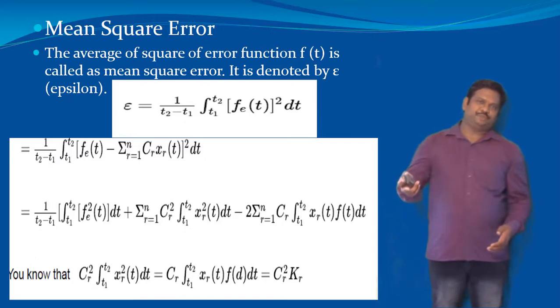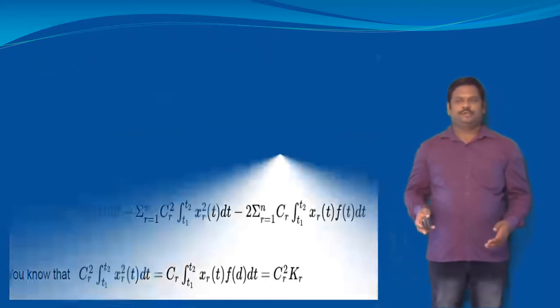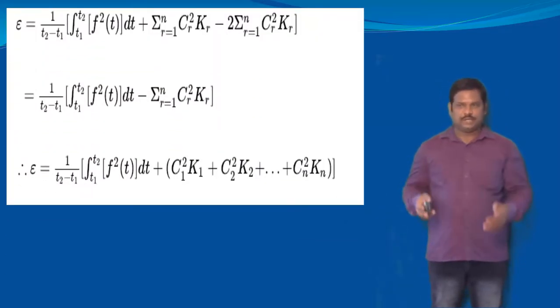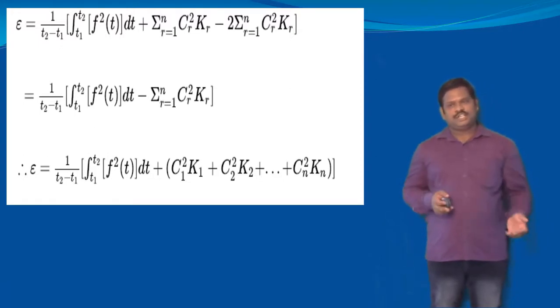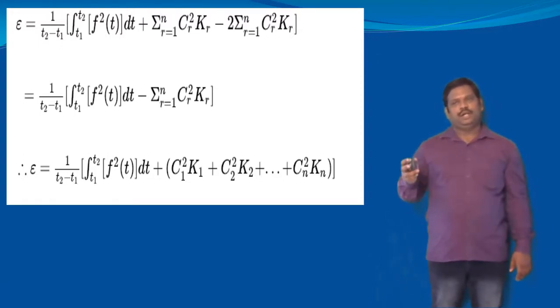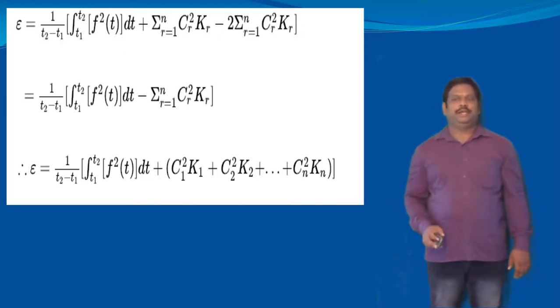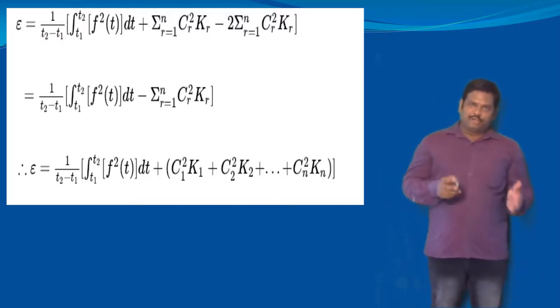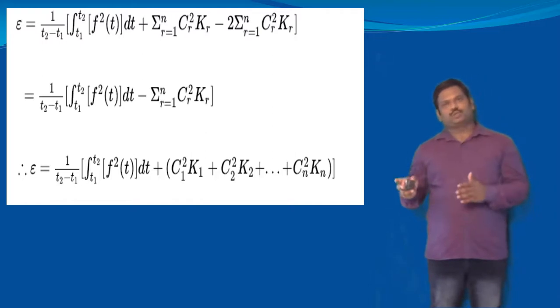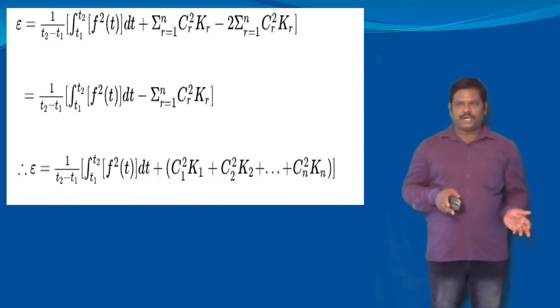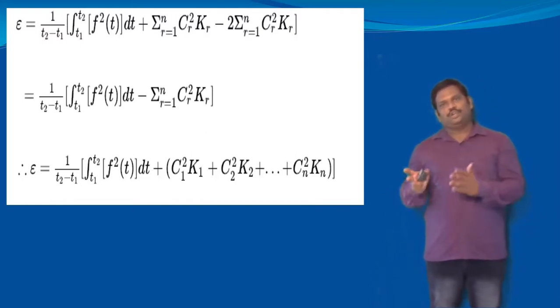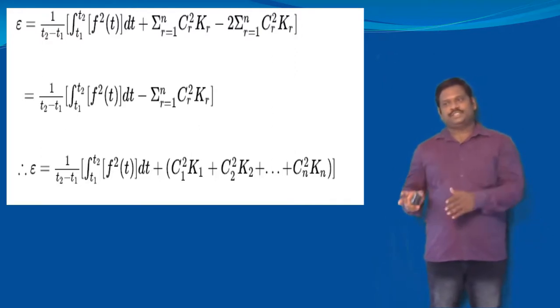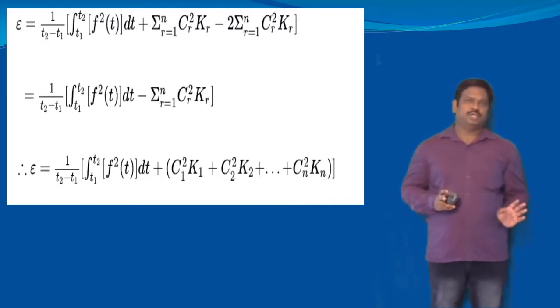Therefore, substituting these formulas in the above equations, we get the final expression: E is equal to 1 by t2 minus t1 integral of t1 to t2 f square of t dt minus c1 square k1 minus c2 square k2 and so on, minus cn square kn. If we have one component, it is c1 square into k1. If we have two components, it is c2 square into k2. If we have n components, it is cn square into kn.